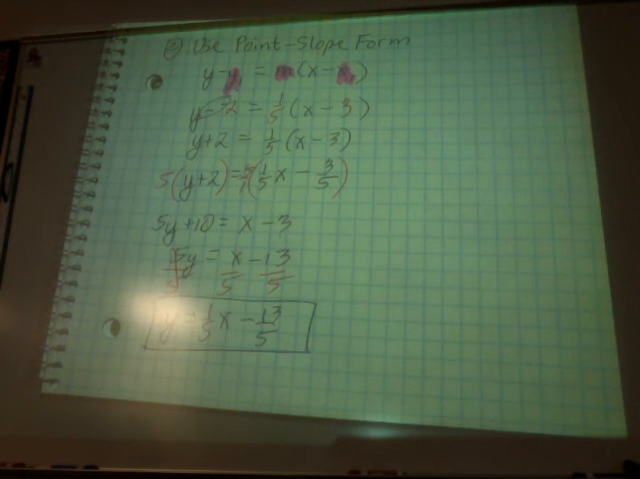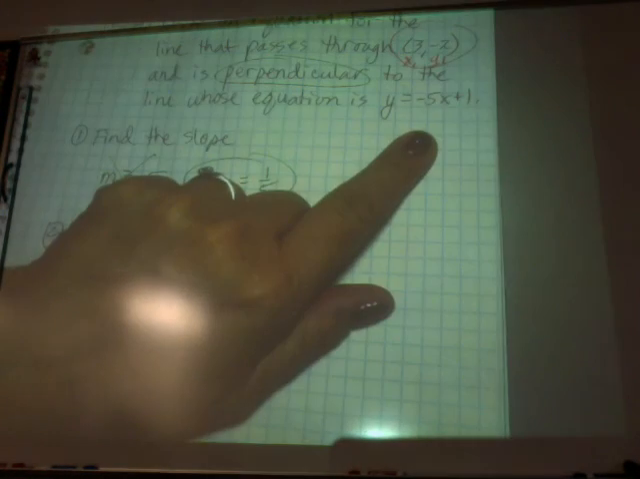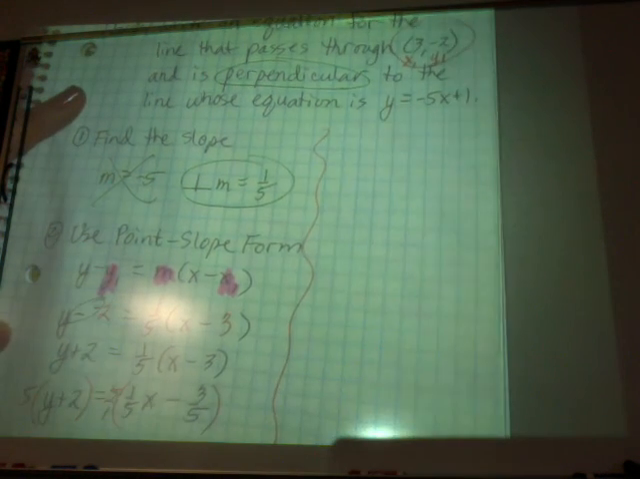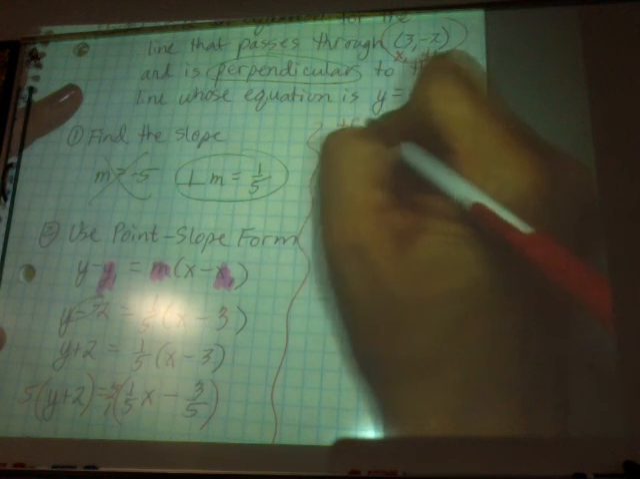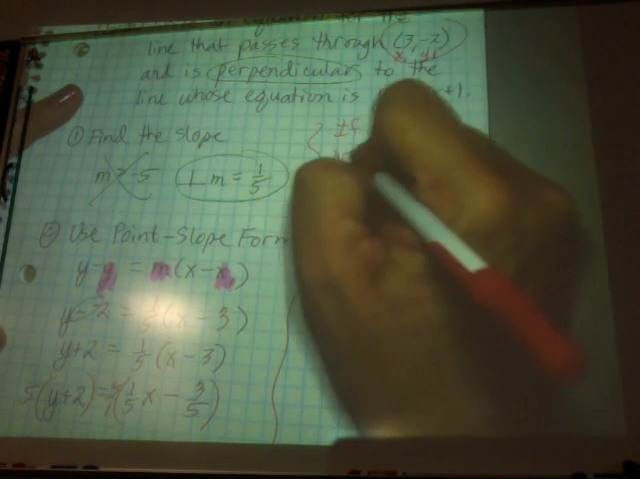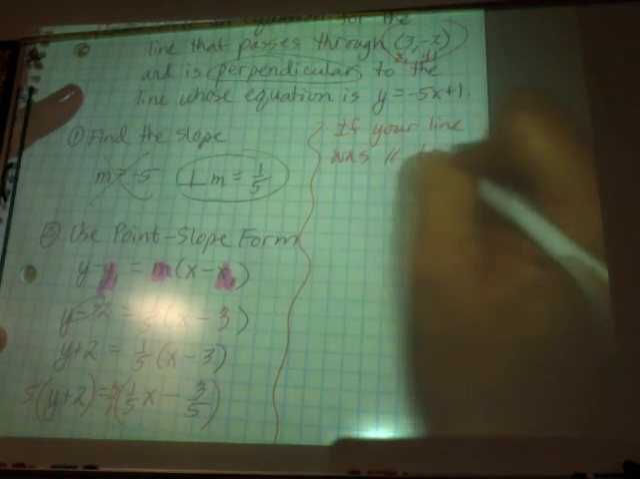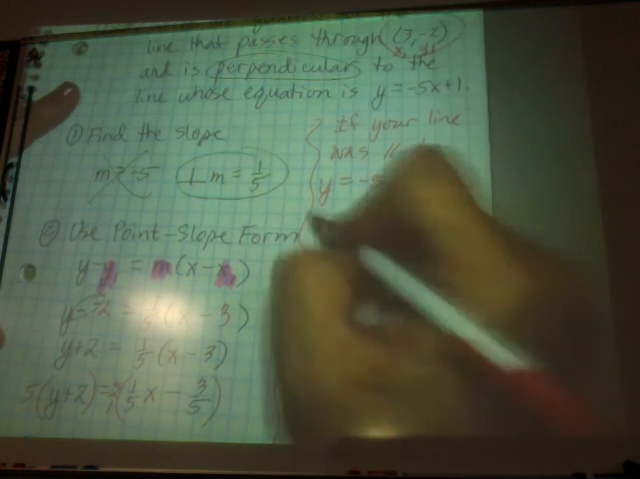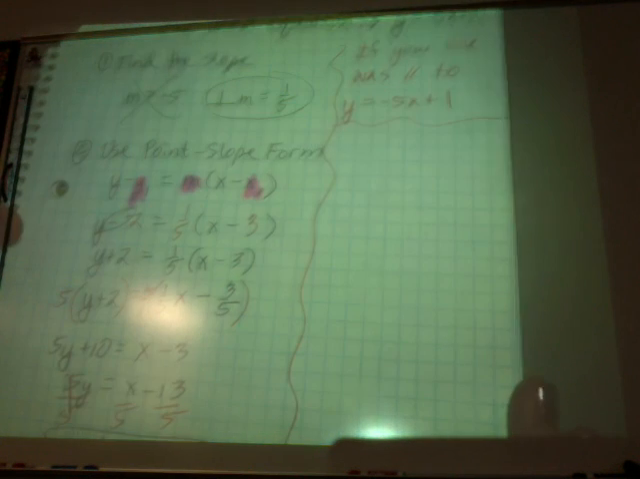What if I had given you a line that was parallel? What if I had said that your line was parallel to this one? So let's just do one for chuckles' sake here. If your line was parallel to y equals negative 5x plus 1, how does that change your solution?